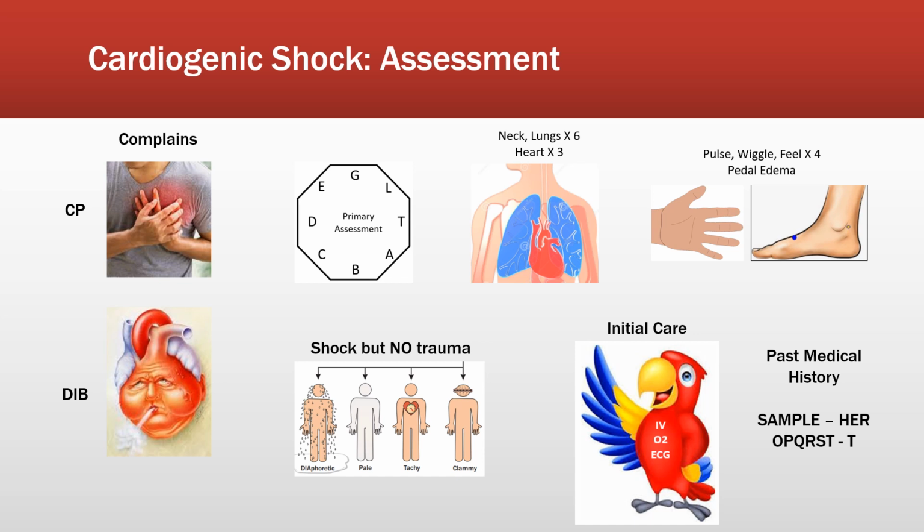Of course, start out with that minimum patient assessment. Get that primary assessment, GLT, A, B, C, D, and E. Check out that neck, and then listen to at least 6 lung sounds, 3 heart tones. Make sure they have pulse, motor, and sensory times 4 extremities, and squeeze those ankles to assess for pedal edema. Look for signs and symptoms of shock. They could be in shock, but there's no trauma. Get your initial paramedic care done, IV, O2, monitor, and get that patient history.